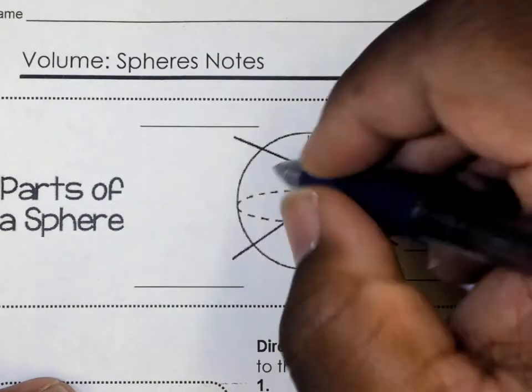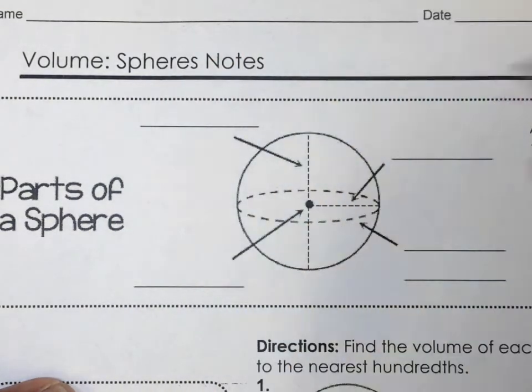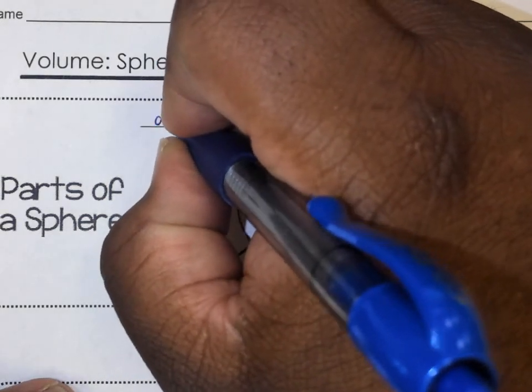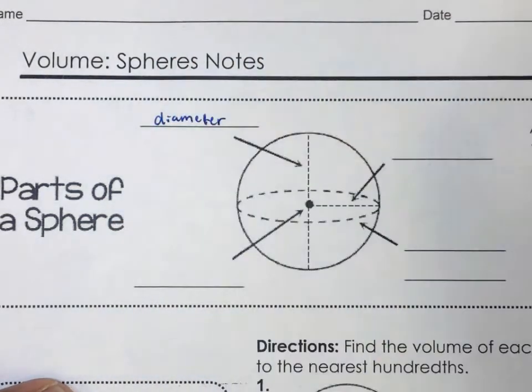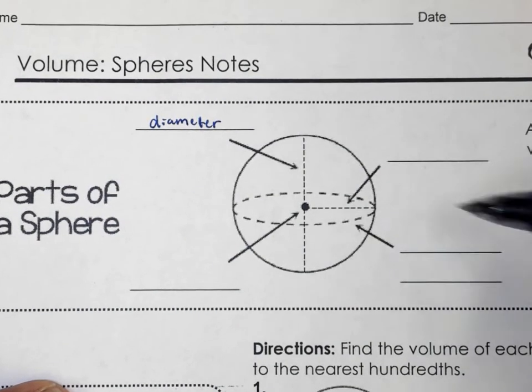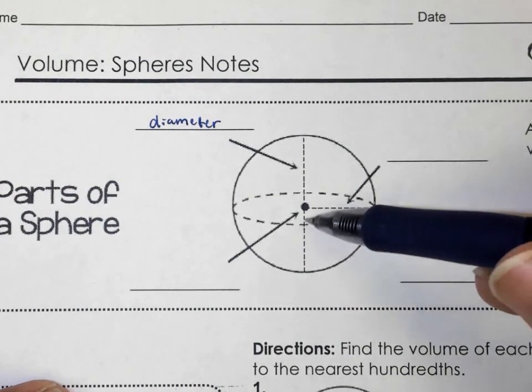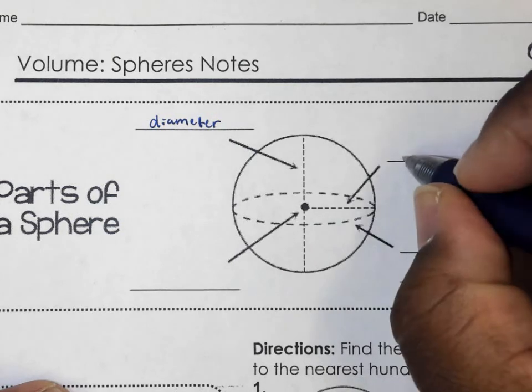This top left arrow is pointing at this part of the sphere. Everybody should know what that is. It's the diameter. Top right arrow is pointing at this part of the sphere. Everybody should know what that is as well. It's the radius.